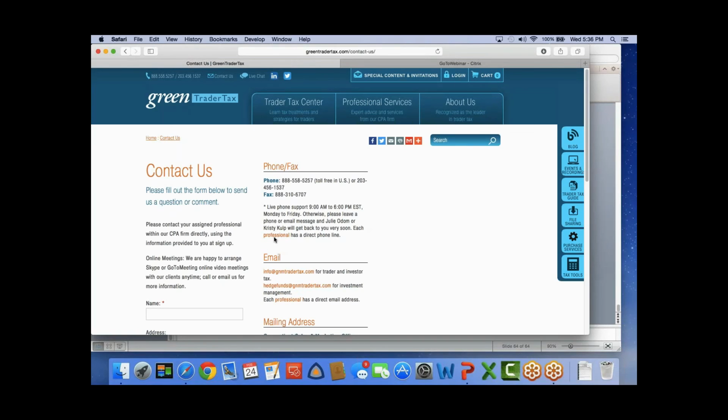Roth IRAs, trading in those are permanently tax-free. It's a great idea to trade in your IRA. Read a lot of our content on retirement plans. There's a lot of stuff to consider, including Roth IRA conversions.